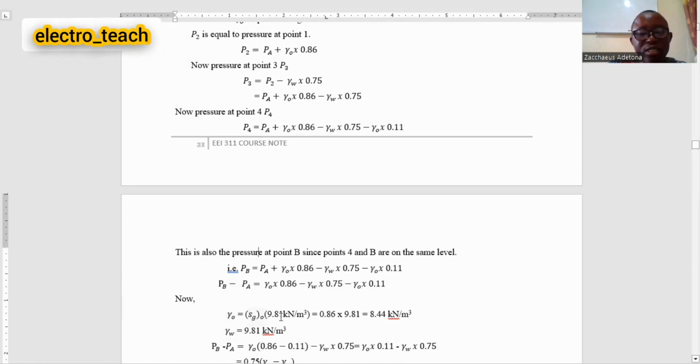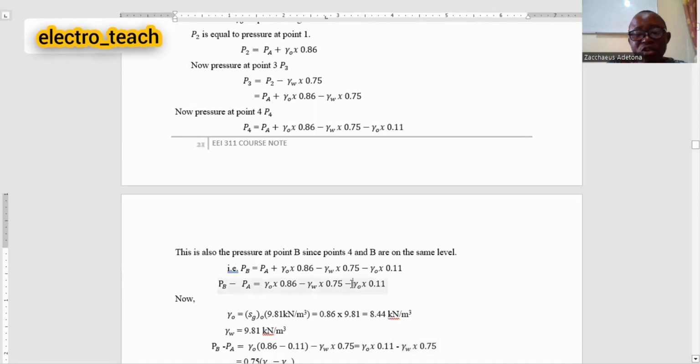Gamma of oil is Sg of oil times 9.81 kilonewton per meter cube. That is 0.86 times 9.81, and that's equivalent to 8.44 kilonewton per meter cube. The gamma of water is a constant 9.81 kilonewton per meter cube. Then we can determine PB minus PA. PB minus PA equals gamma of oil multiplied by 0.86 minus 0.11. That is collecting like terms, minus gamma of water times 0.75. And that gives us gamma of oil times 0.75 minus gamma of water times 0.75.